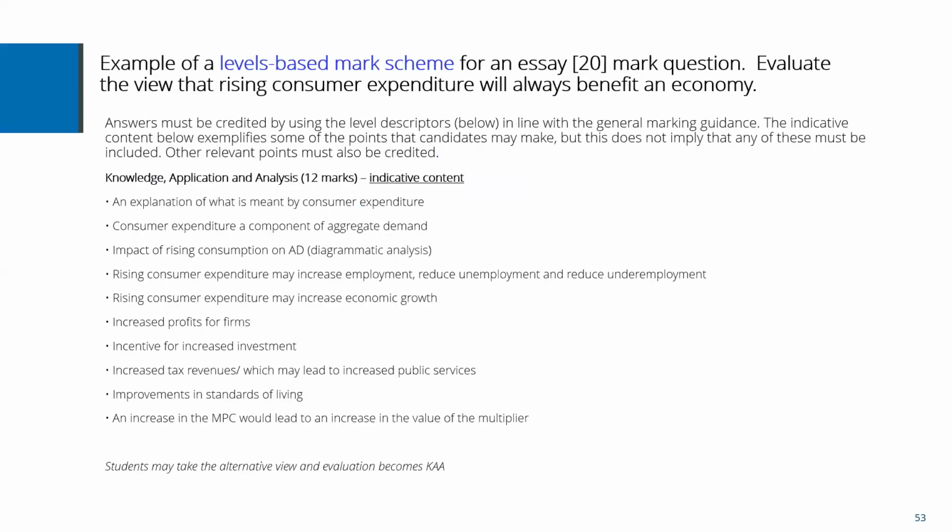So here's an example of the indicative content in a 20-mark essay question. And we have the question itself: evaluate the view that rising consumer expenditure will always benefit an economy. So the mark scheme lays out how the response can be credited, and it starts off, you can see it says there, knowledge, application, analysis, 12 marks, and it's got indicative content. So this is just an example of the sorts of things we might see in a response to this question, but it doesn't have to be there. Candidates could omit some of this and still reach full marks. They could put something different in as long as it's still accurate, and it would be a perfectly valid way of answering the question. So this is just an example of some of the sorts of things that they might say.